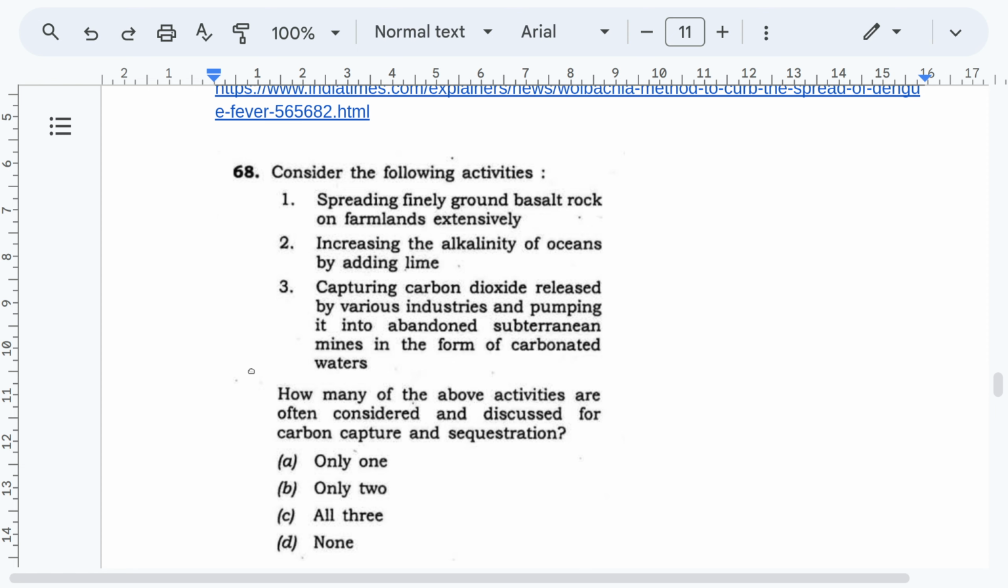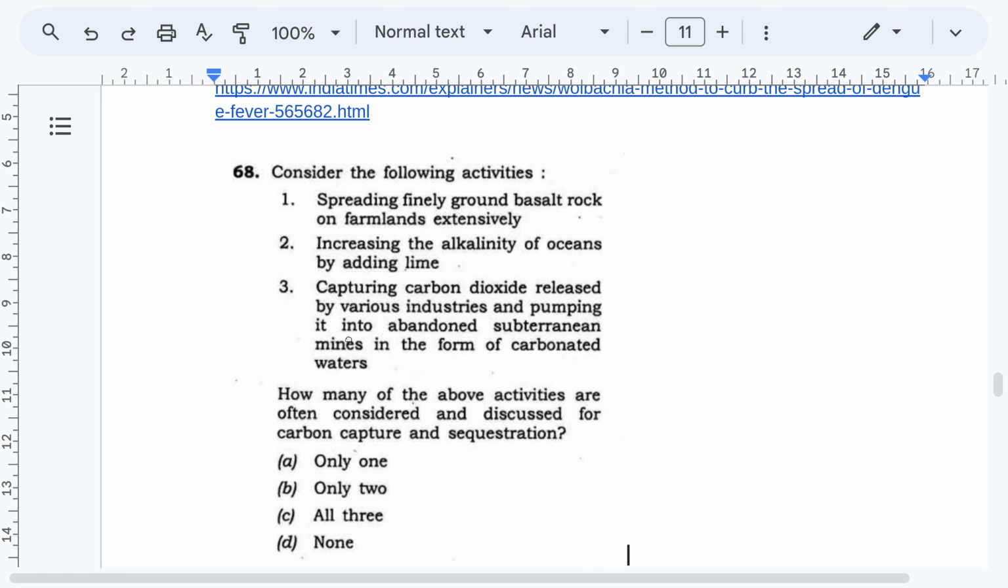Only one, only two, all three, and none. So this is a question connected to climate change. And if you see the options, some of the options are fairly easier, and others are difficult and tricky. So if you see the third option, capturing carbon dioxide released by various industries and pumping it into abandoned subterranean mines in the form of carbonated waters, it doesn't seem ridiculous. So it seems a possible option.